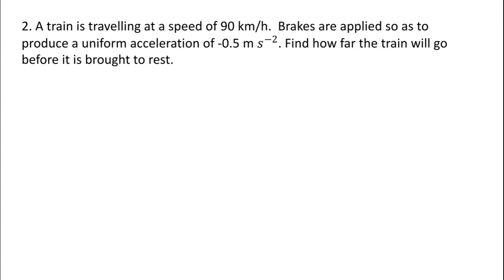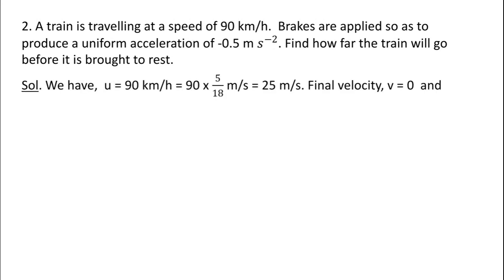Our next problem is: a train is traveling at a speed of 90 km per hour. Brakes are applied so as to produce a uniform acceleration of minus 0.5 meter per second square. Find how far the train will go before it is brought to rest. So let us see the problem and find out what variables have their values given.